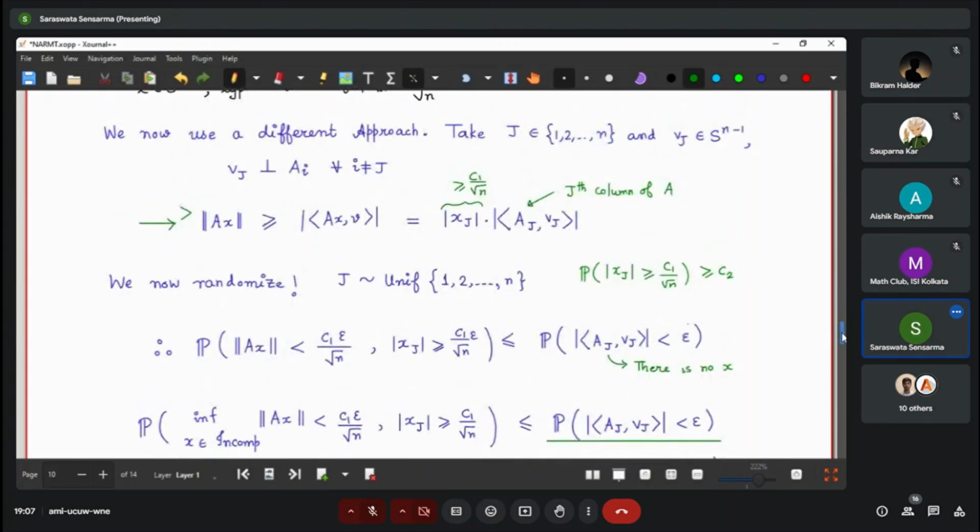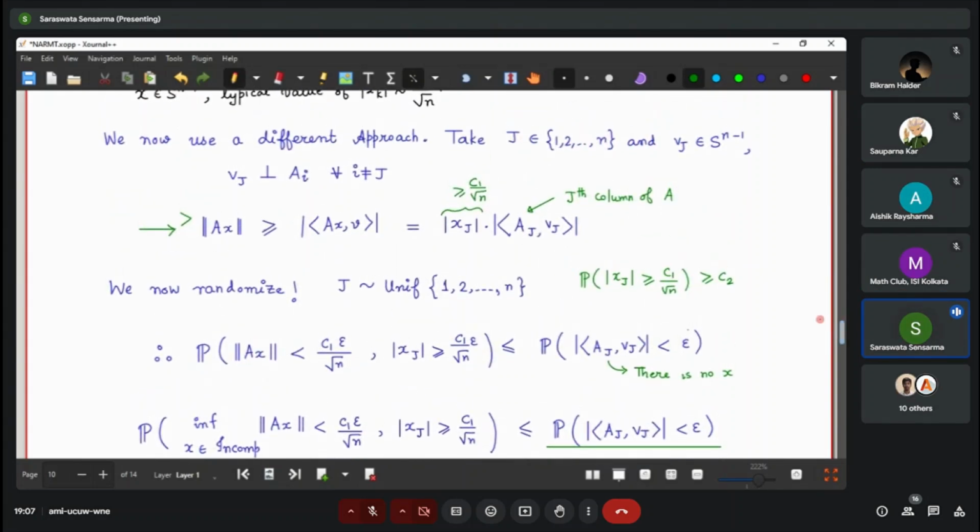So basically what we are trying to do is give a lower bound to this quantity, sorry, an upper bound to this quantity, and we are saying that such an upper bound is unlikely. We want to give a lower bound, we give an upper bound and say that is unlikely.